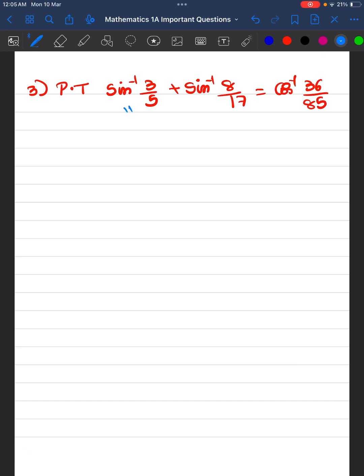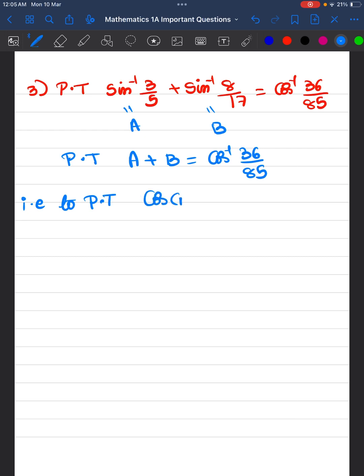You can take this as A and this as B. So what happens? You need to prove that A plus B is equal to cos inverse 36 by 85. To prove that, if you take that cos inverse to the left side, it will become cos of A plus B. If you prove cos of A plus B as 36 by 85, then also it is fine.